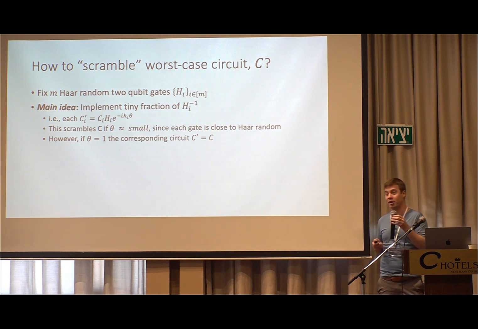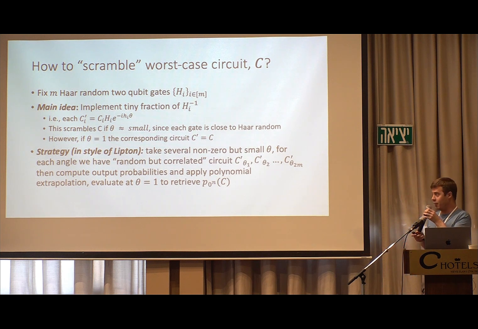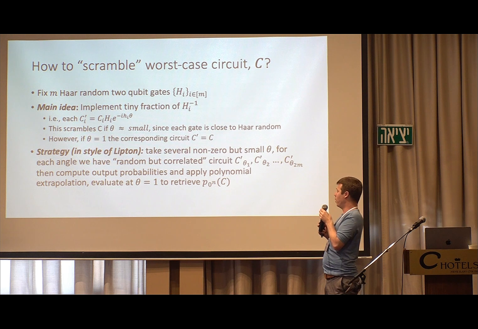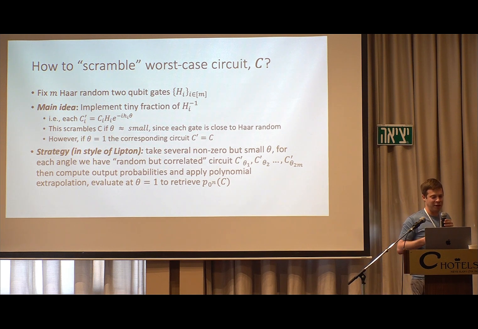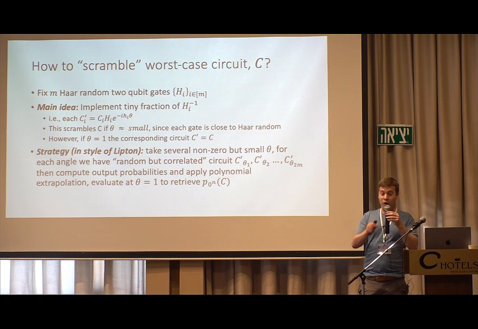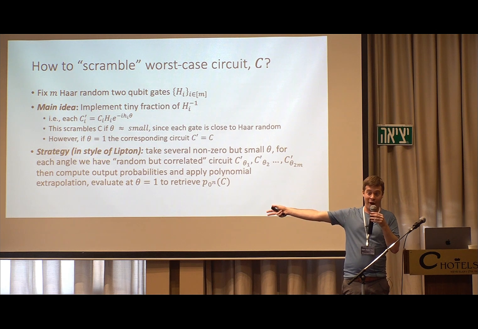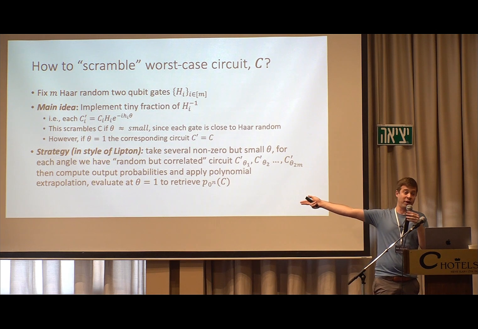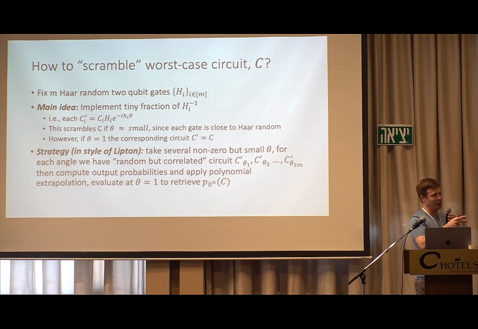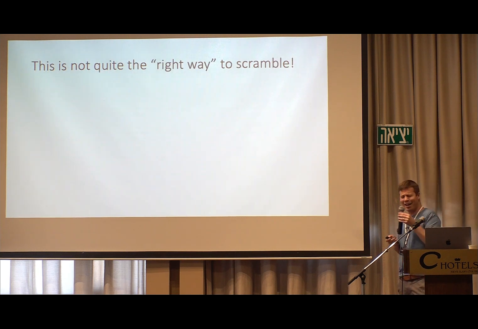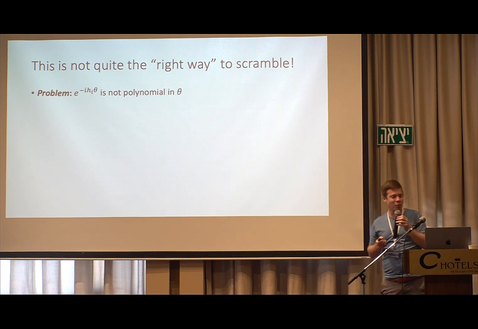It's very similar to the Lipton idea. So then what's the strategy? Well, the idea is very similar. We take several non-zero but small thetas, theta 1, theta 2, and so on. For each one, we have a random but correlated circuit, C prime of theta 1, C prime of theta 2, and so on. Then we use our faulty algorithm to compute the output probabilities of each one of these random but correlated circuits, and we extrapolate. Once we have this single variate polynomial in theta, we can then access the output probability of our worst case circuit C by evaluating at theta equal 1. That's the idea. It's not quite right, for a very simple reason, which is that e to the minus i h_i theta is just not a fixed degree polynomial in theta.